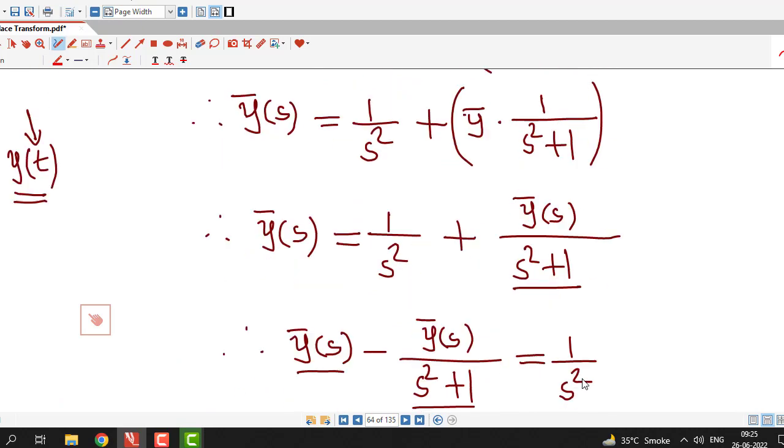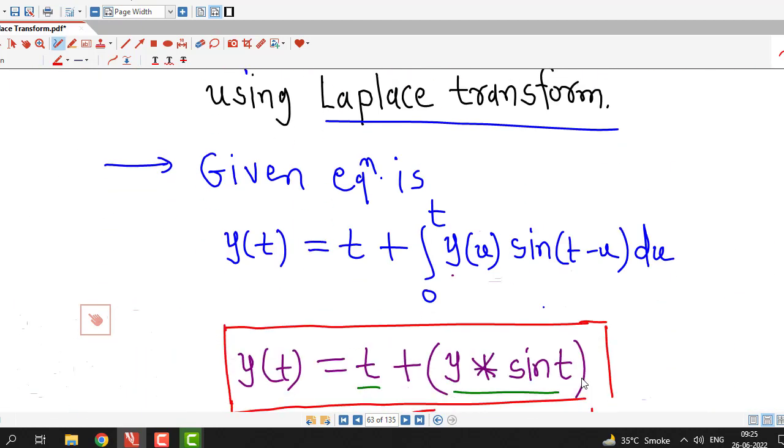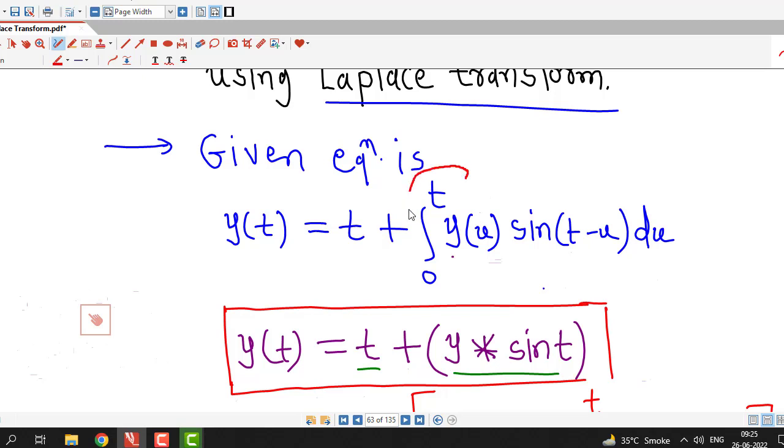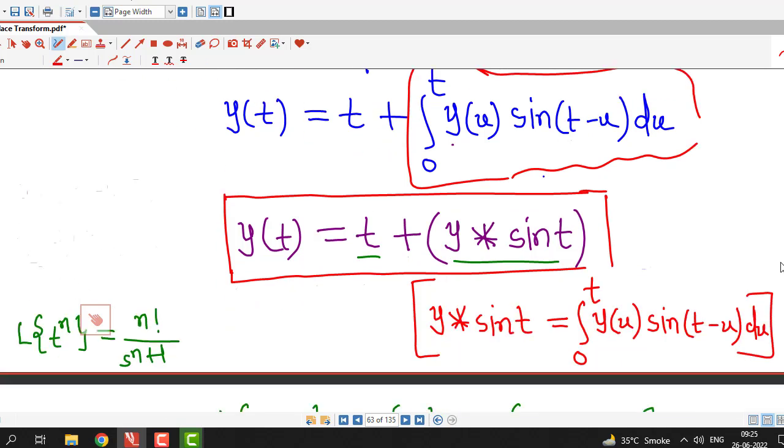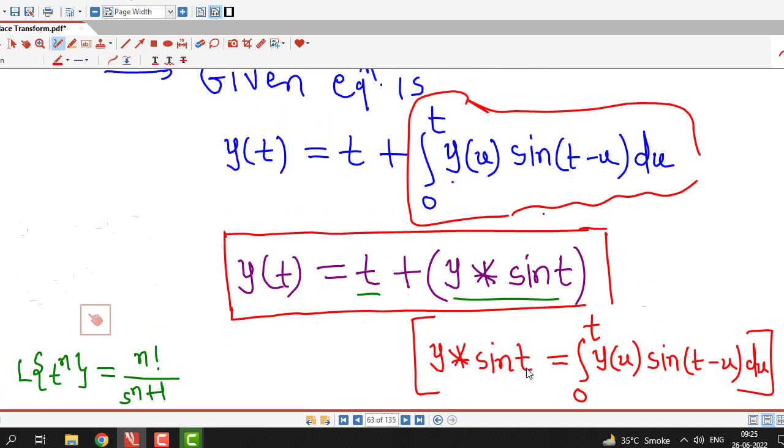So we just summarize all the steps. First we write this integral in terms of convolution using the definition of convolution. If we consider y star sin t, then we have the integral from 0 to t of y of u sin of t minus u. Therefore this integral is nothing but the convolution of y and sin t. So this will be the first step in the solution of an integral equation. If we are able to write down this integral as a convolution of two functions, then only we can apply this method. So this is the first step.